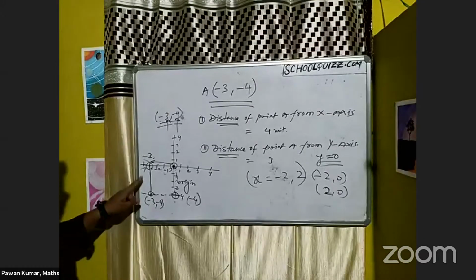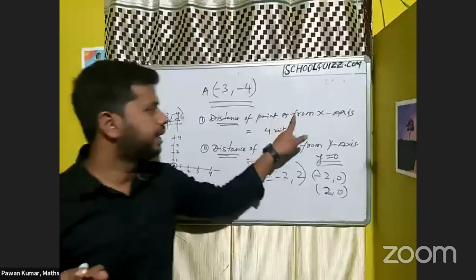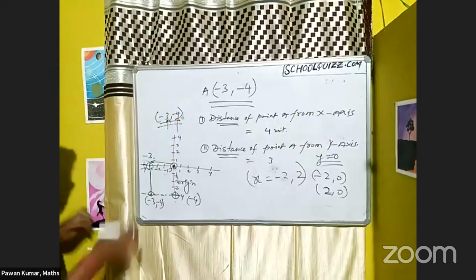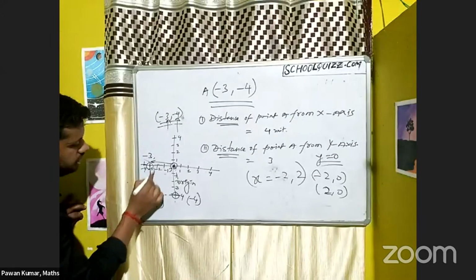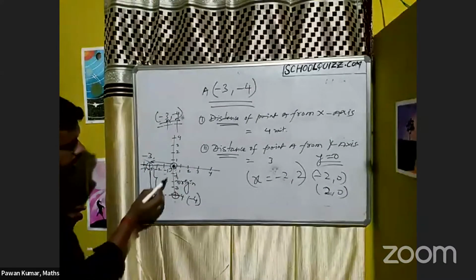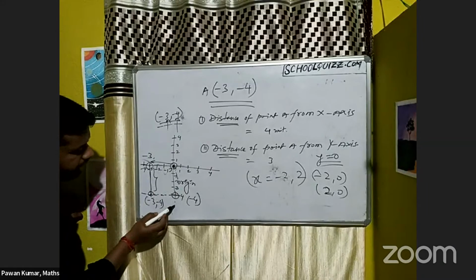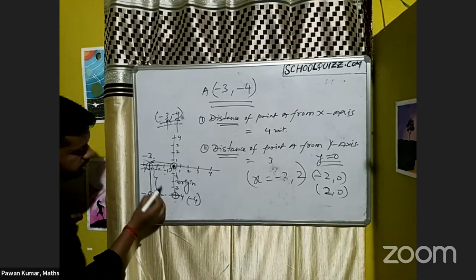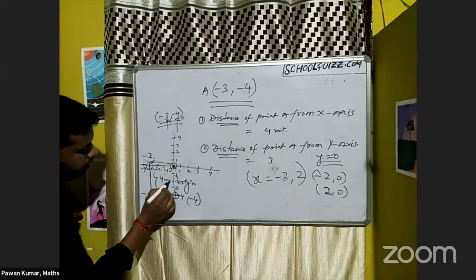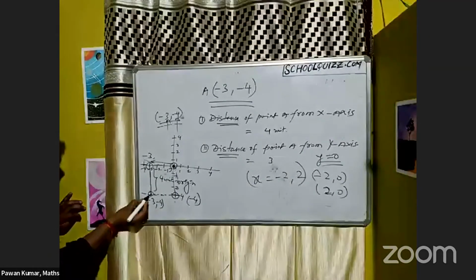So why I said this question, the distance of a point A from the x-axis. Now this is your x-axis line. Correct. This is your x-axis line. So what is the distance from this x-axis line? It will be represented by this y-axis value. Correct. The distance from the x-axis of this point is represented by this y-axis distance. How much? 4 units.